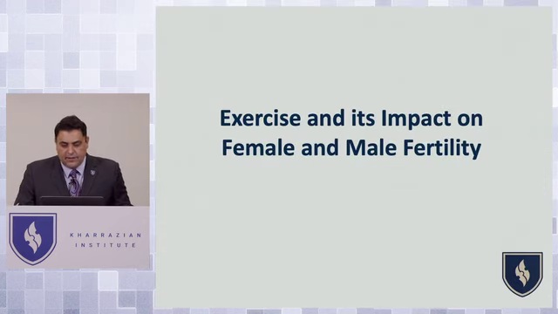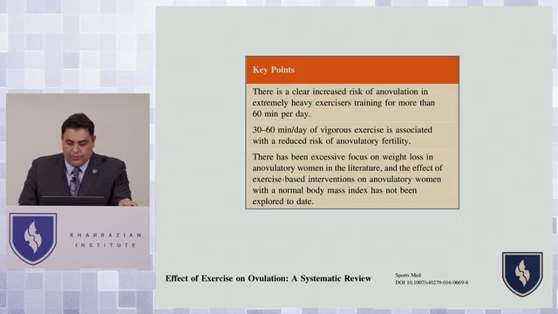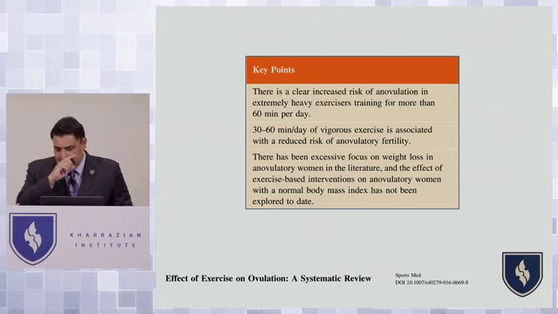Now, when we look at exercise, we're looking at both male and female factors. But here's some key points that was published in a paper called Effects of Exercise on Ovulation, a Systematic Review. There is a clear increased risk of anovulation in extremely heavy exercise, training for more than 60 minutes per day. So there are a lot of patients that have metabolic overtraining syndrome, that train too much, that lose their menstrual cycles. I'll show you the mechanisms involved with that in a second.